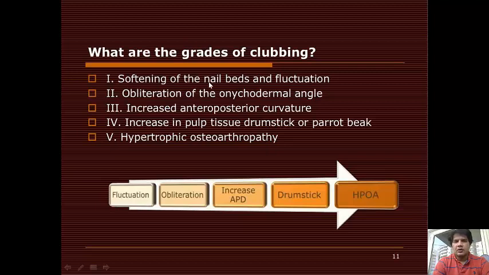So firstly you will have softening of the nail bed due to vasodilatation. Then you will have obliteration of the nail-fold angle, the Lovibond angle. The angle is blunted. Then you will notice a visible increase in curvature, visible on examination. Then you will have terminal bulbous enlargement, and finally you will have wrist inflammation as well, also known as hypertrophic osteoarthropathy. It is commonly seen in lung cancers also.